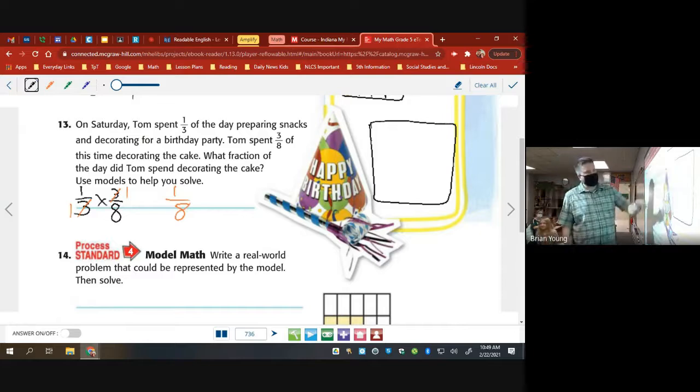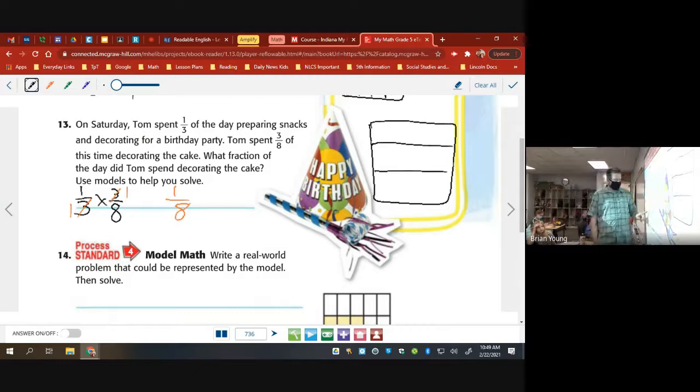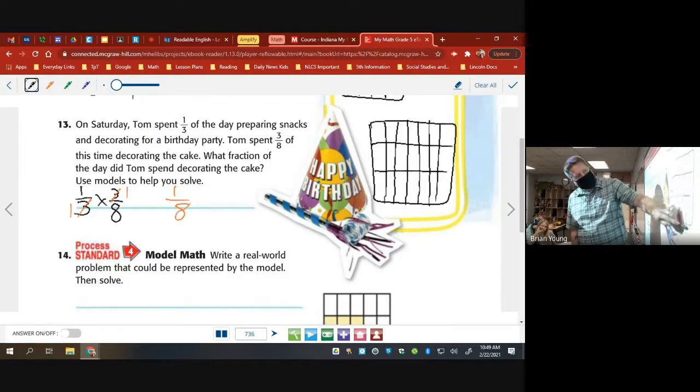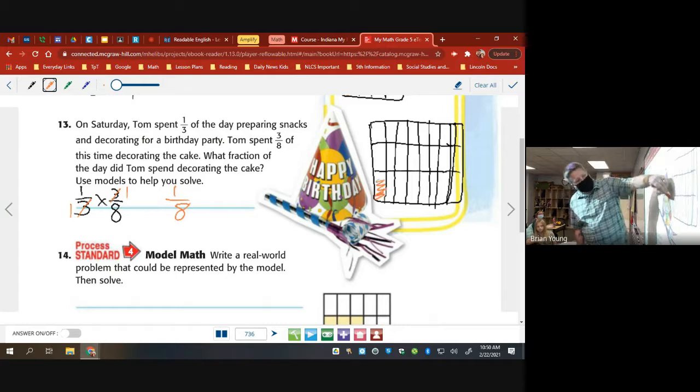I need to divide it into 3. 1, 2, 3, right? I need to divide this into 8s. Oh, this is going to be fun. 1, 2, 3, 4, 5, 6, 7. I almost made them even, didn't I? There we go. We'll just pretend like that's right. And then we'll shade in 1 out of the 3. 1. And then I'm going to shade in 3 out of the 8s. 1, 2, 3.